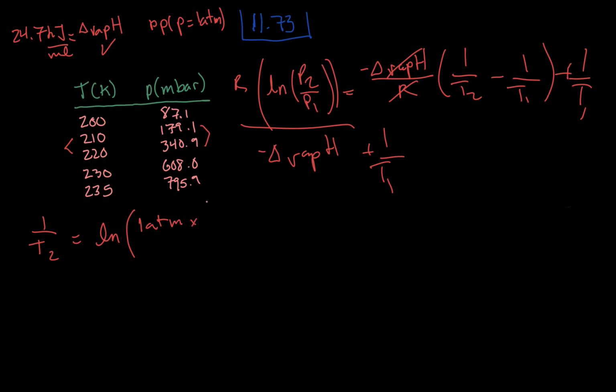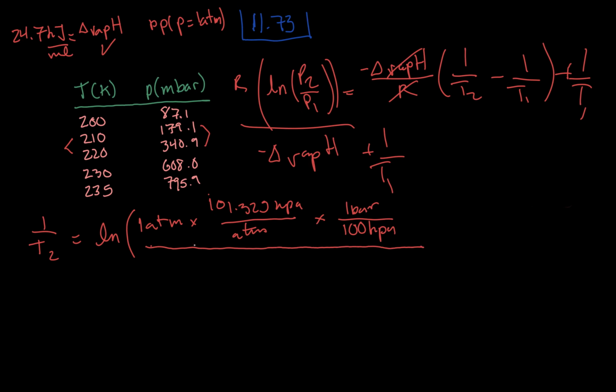So let's multiply that by 1.325 pascals per atmosphere. Oh, I just put kilopascals. Okay, well, never mind. We'll just keep going. We'll convert kilopascals instead of atmospheres. All right, so 1 bar over 100 kilopascals. Okay, that's that one done. So remember again, this was P2. That's the 1 atmosphere, the normal boiling point that we're trying to solve for here.